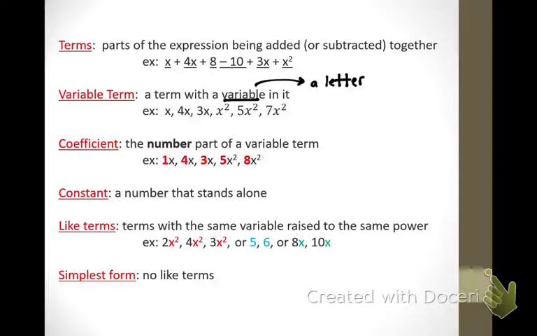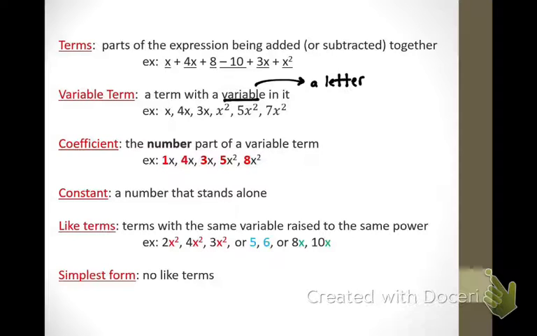Now, guys, what are the most common two letters used in math? What do you think? X and Y. We will see X and Y a lot, but a variable can be any letter of the alphabet, okay? So you can see here, these are my variable terms. X, 4x, 3x, x squared, 5x squared, and 7x squared. Those are just some examples of variable terms.